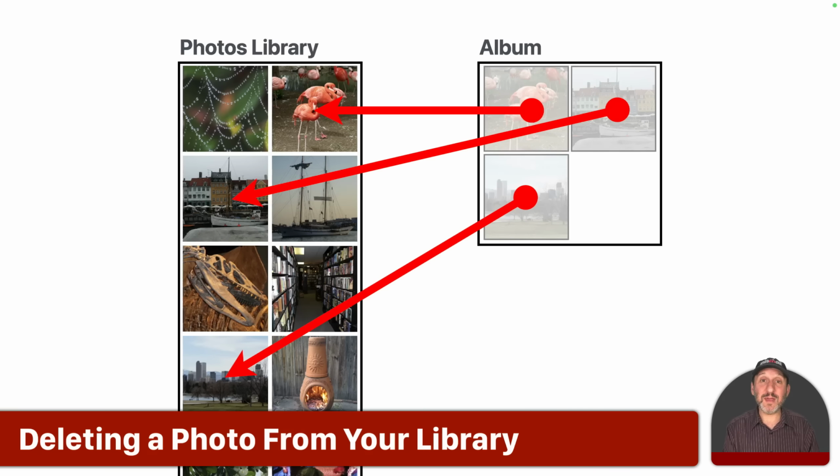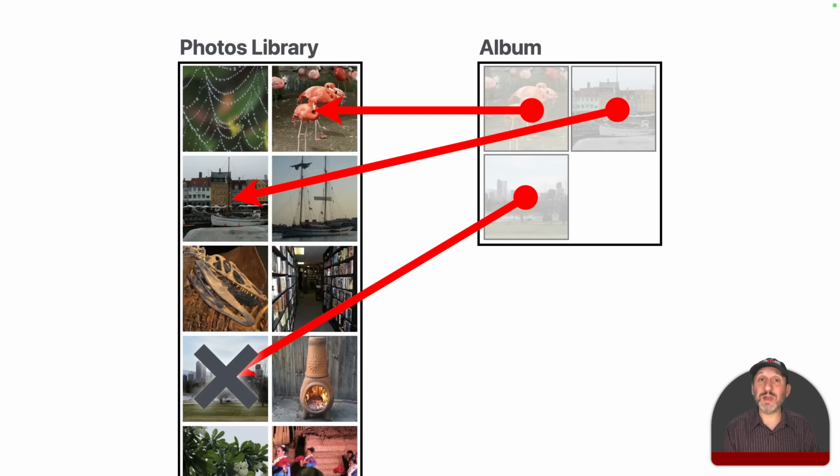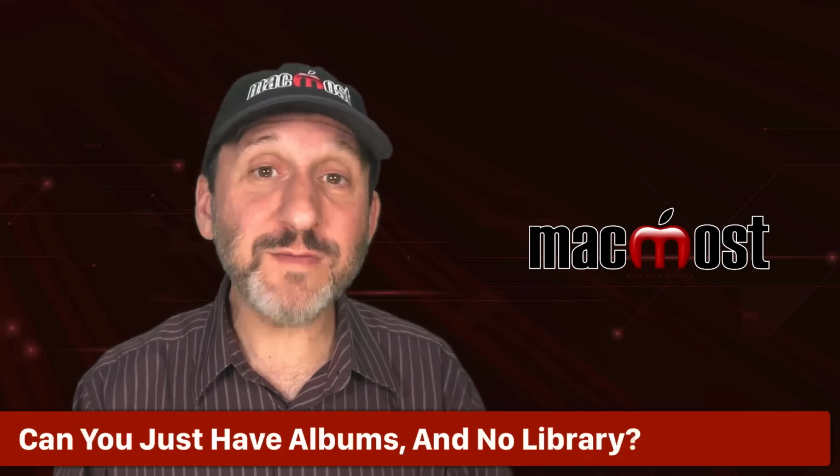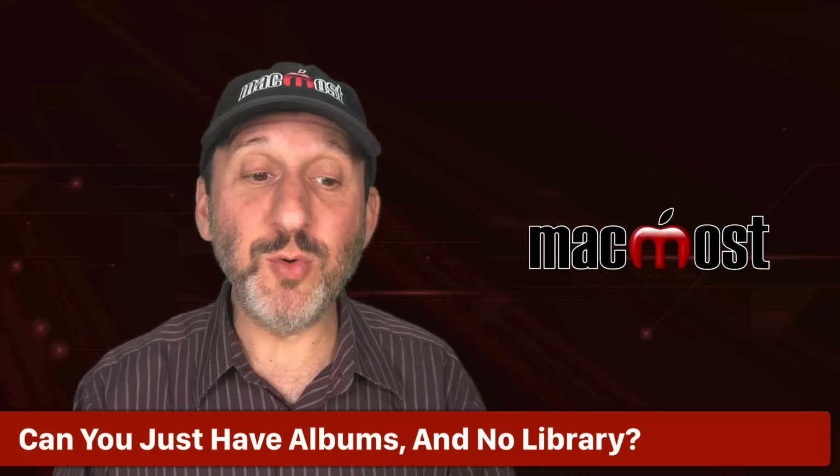Now, what about the other way? If you were to delete a photo from your photos library, so I'm going to say delete this one. This will get rid of it completely from your photos library. It won't be in your app anymore. So of course, when you do that, now there's nothing for that album to link to, so it is automatically removed from that album.